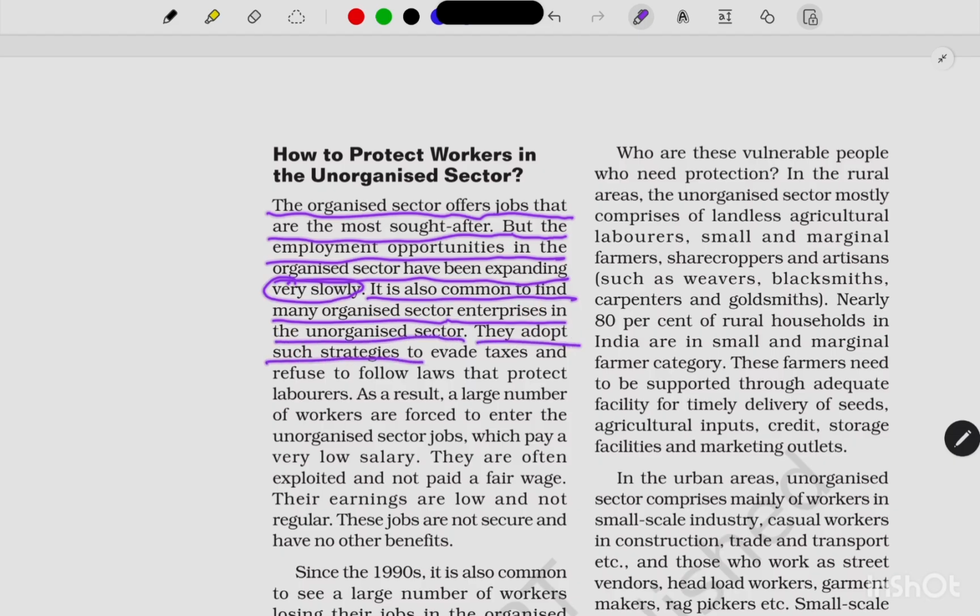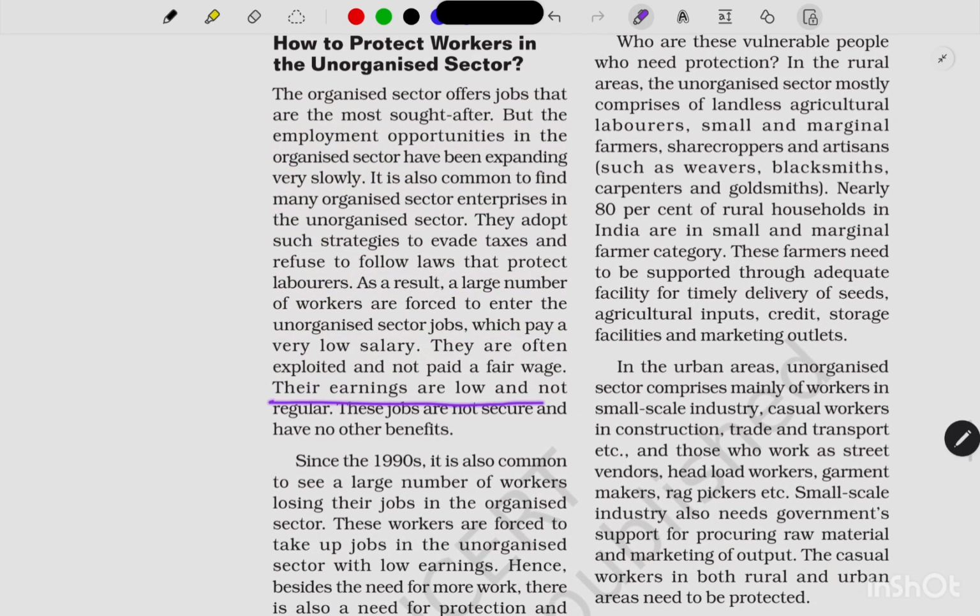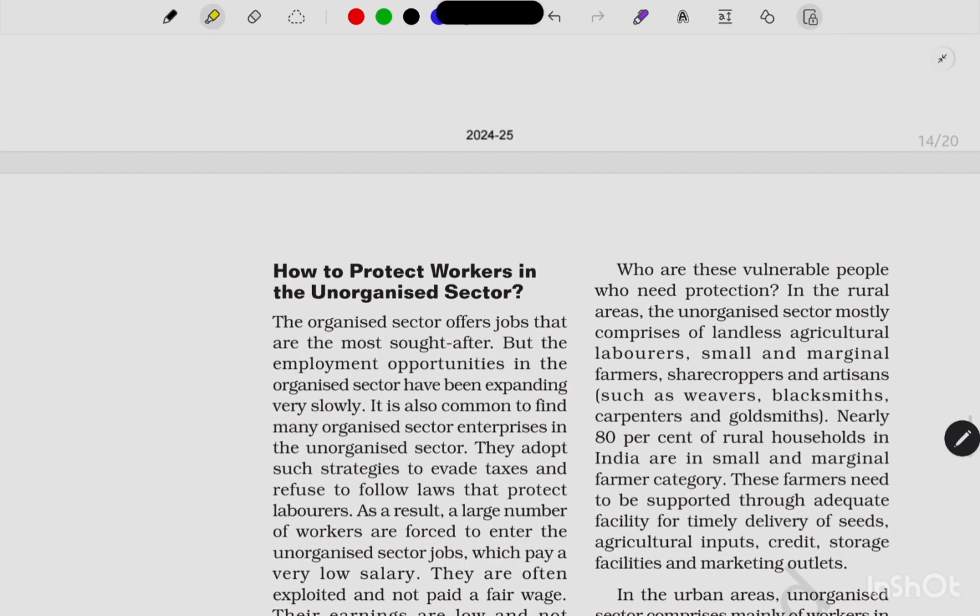They adopt such strategies to evade taxes and refuse to follow laws that protect the laborers. As a result, a large number of workers are forced to enter unorganized sector jobs, which pay a very low salary. They are often exploited and not paid a fair wage. Their earnings are low and not regular. These jobs are not secure and have no other benefits. This entire paragraph is quite important.